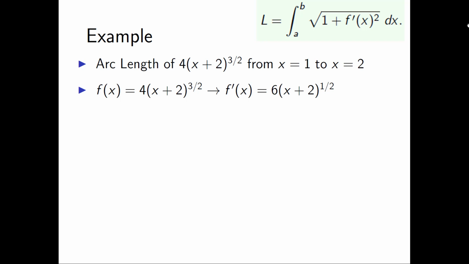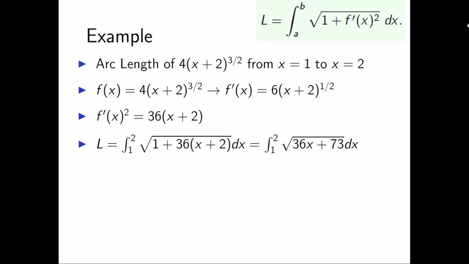So we take the derivative, then we need to square that, which in this case, of course, it's been nicely set up so that it squares quite nicely. In fact, if we square the derivative there, the 6 squares to 36, and of course we have the (x + 2) to the 1/2, so we square that, we just get x + 2. And now we can plug that into the formula we had. Remember, it's 1 plus f prime squared, and we get this.